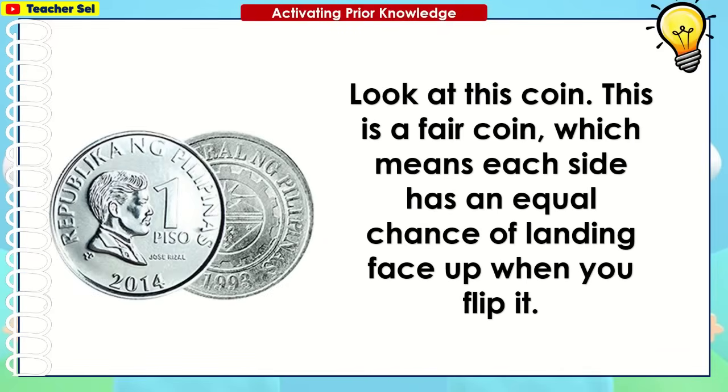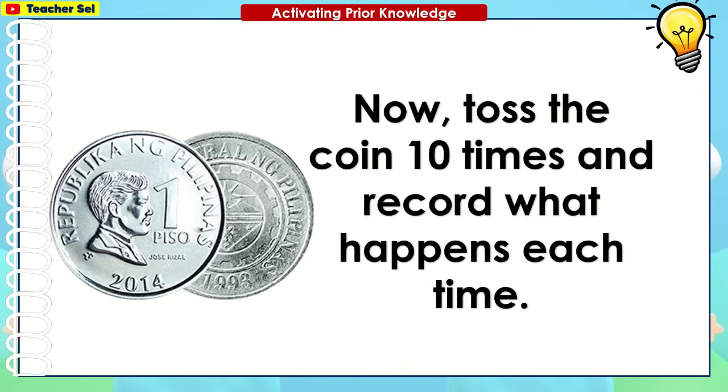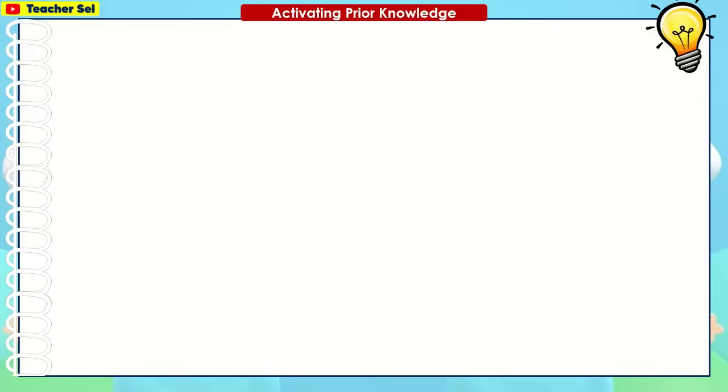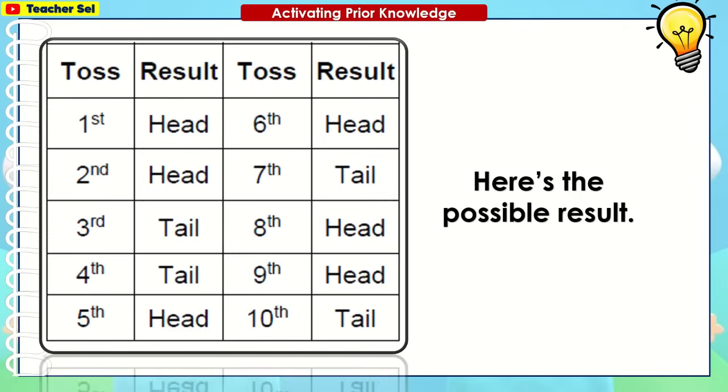Look at this coin. This is a fair coin, which means each side has an equal chance of landing face up when you flip it. Which side is the head and which is the tail? Describe what you see on each side. Now, toss the coin 10 times and record what happens each time. Here's the possible result.